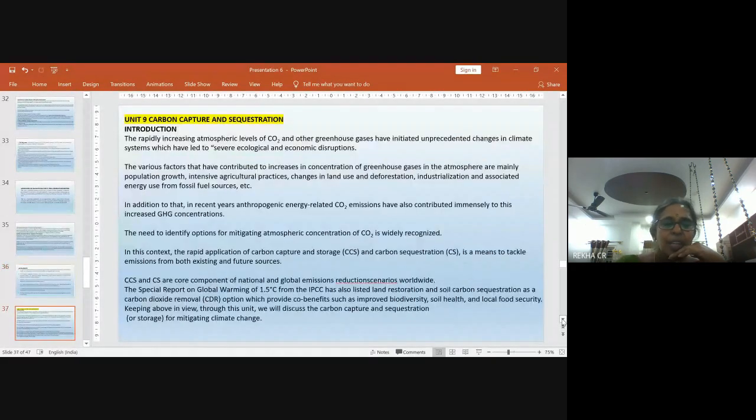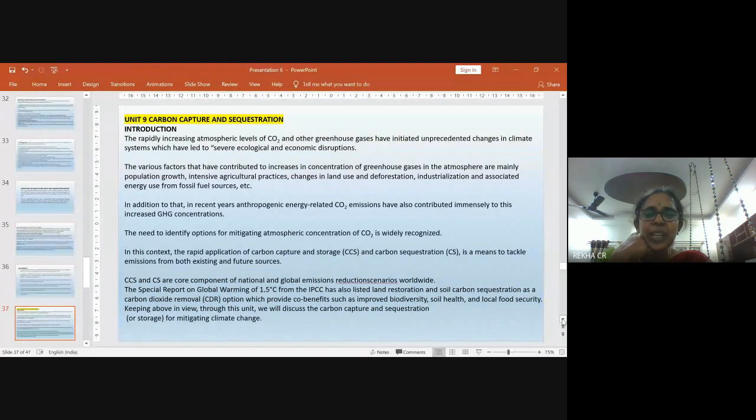So next one is the carbon capture. The last unit of this second block is carbon capture and sequestration. The rapidly increasing atmospheric levels of carbon dioxide and other greenhouse gases have initiated unprecedented changes in climate systems, which has led to severe ecological and economic disruptions.